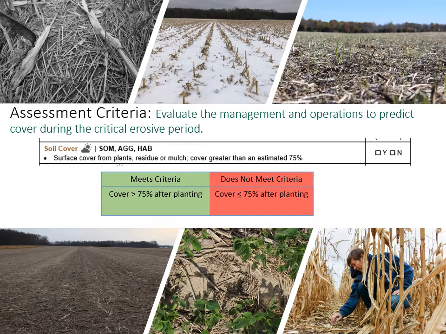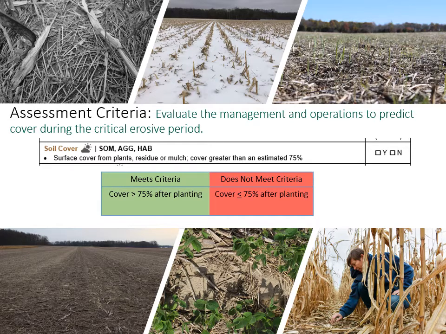So if we look at the assessment criteria, that's surface cover from plants, residues, or mulches, cover estimated at greater than 75%. So we really want to think about evaluating that management and operations to protect cover during the critical erosive period. We have some pictures here just to talk through again.